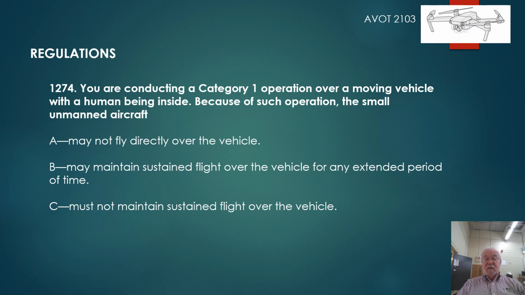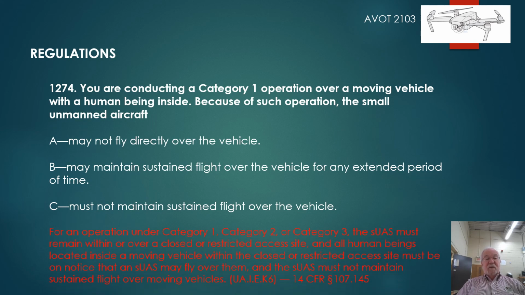Why C is correct is that you may fly momentarily over a vehicle en route to another location not related to that vehicle. The UAV may not maintain sustained flight over a moving vehicle. CFR 107-145.